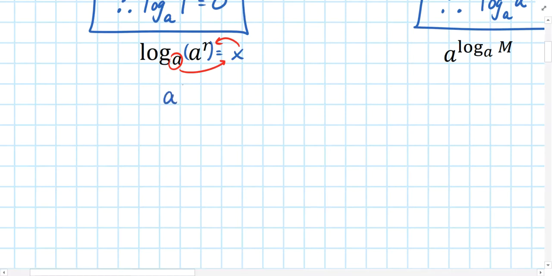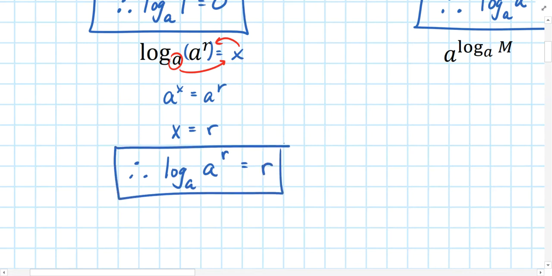So what if we rewrite this as an exponential? Following the loop rule, we have a to the x power must be equal to this target, a to the r power. And if a to the x is equal to a to the r, then it would stand to reason that x is equal to r. Therefore, if x is equal to r, then the logarithm base a of a to the r power is equal to r by itself.